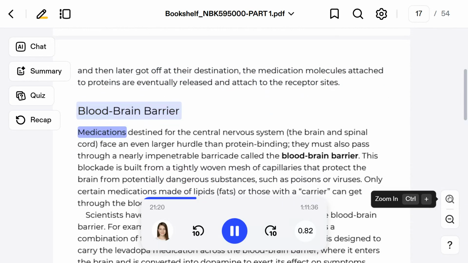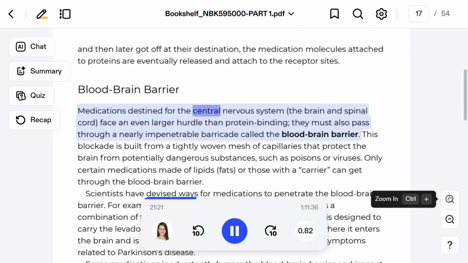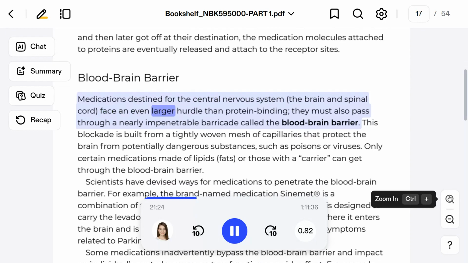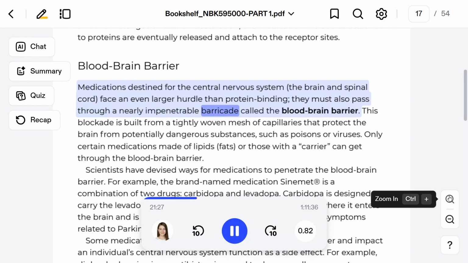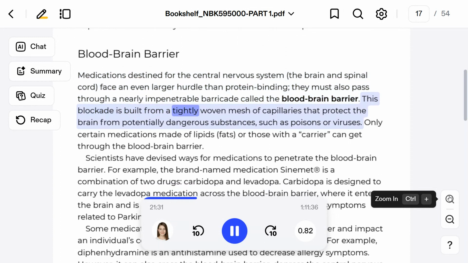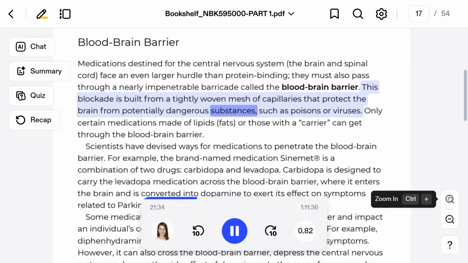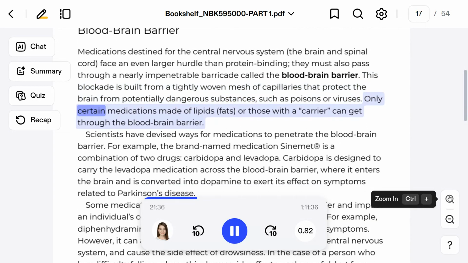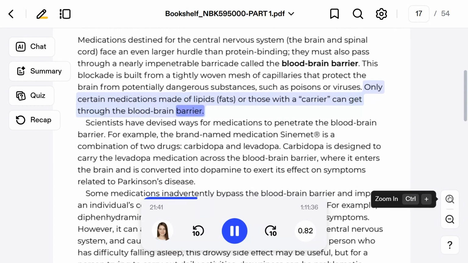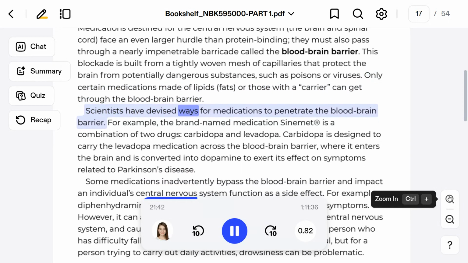Blood-brain barrier. Medications destined for the central nervous system face an even larger hurdle than protein binding. They must also pass through a nearly impenetrable barricade called the blood-brain barrier. This blockade is built from a tightly woven mesh of capillaries that protect the brain from potentially dangerous substances, such as poisons or viruses. Only certain medications made of lipids or those with a carrier can get through the blood-brain barrier. Scientists have devised ways for medications to penetrate the blood-brain barrier.